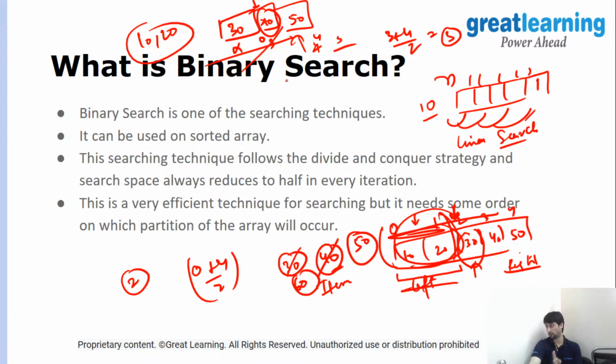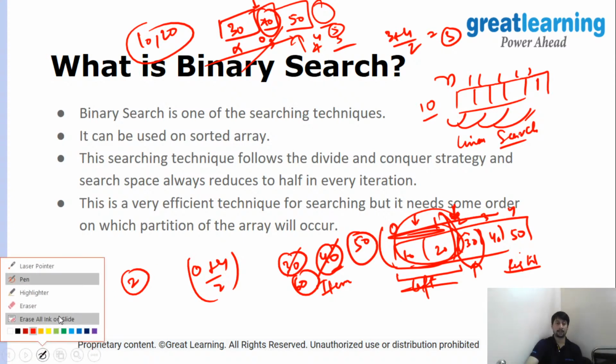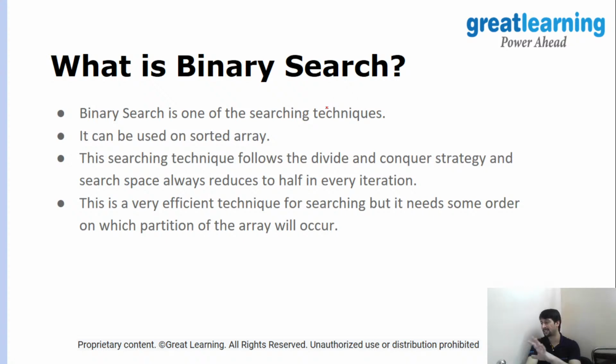But we have to put a constraint at the end so that we don't exceed this array, because there is no such element at index 5 which we can compare it with. Okay, so now let's try to demonstrate it and let's try to find out what a binary search is.